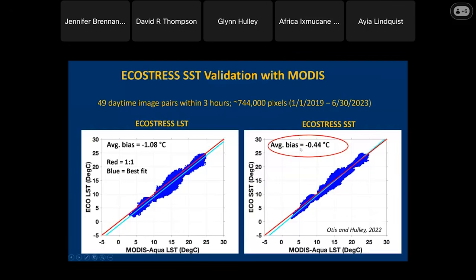You can see that the biases are much lower. So the SST product is more stable and does a lot better at retrieving the temperature over water and other inland water body surfaces.